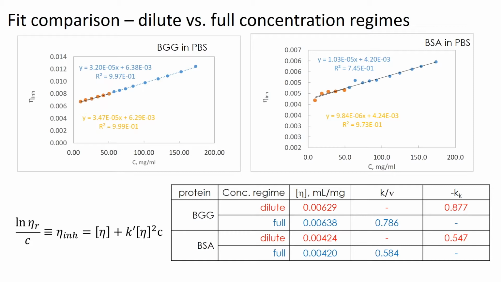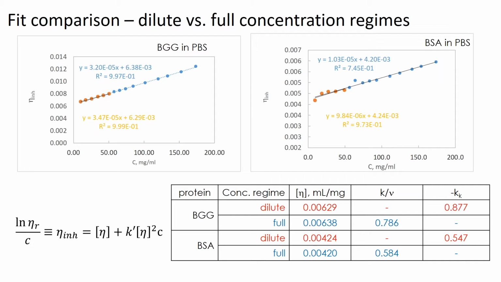So if we look at, for example, the gamma globulin, the top part of the table, and we compare what we're getting, so first for the intrinsic viscosity in the dilute and full case, they're quite comparable. And then the interaction parameters, slightly more different here, but still comparable. And likewise for the bovine serum albumin. The parameters we extract by fitting strictly in the dilute regime versus the full concentration regime are quite similar.